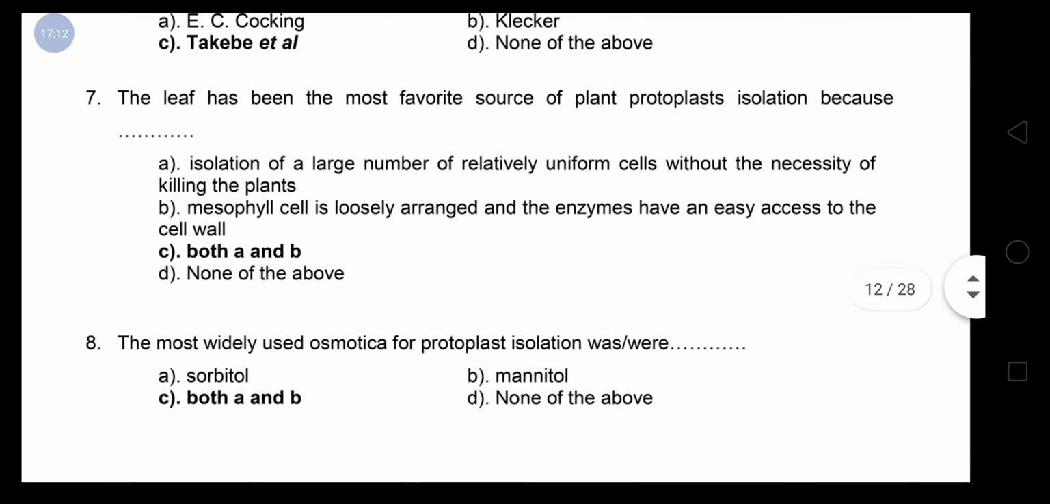The leaf has been the most favorite source of plant protoplast isolation because of isolation of a large number of relatively uniform cells without the necessity of killing the plants. Mesophyll cells are loosely arranged and the enzymes have easy access to the cell wall. The most widely used osmotica for protoplast isolation are sorbitol and mannitol.